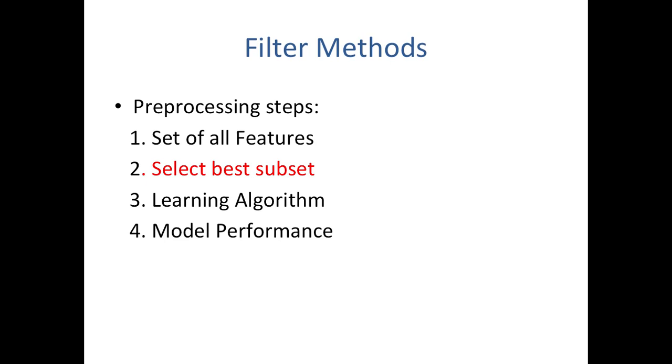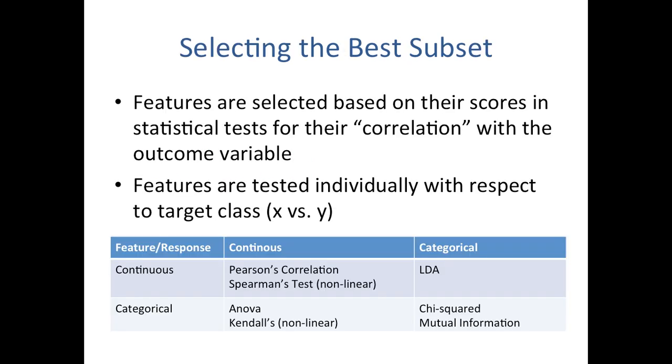The filter methods are executed as follows. First of all, we start with a set of features. Then for each individual feature, we run a filter method and identify which features are the best. And then with that subset of features, we apply it to the learning algorithm and we report the performance of the model. Now, the key of the filter method is how do we select what are the best features or the best subset of features.